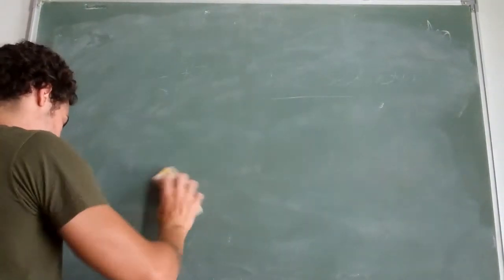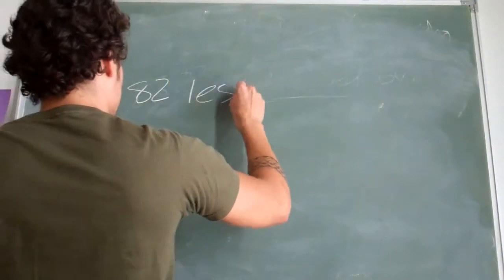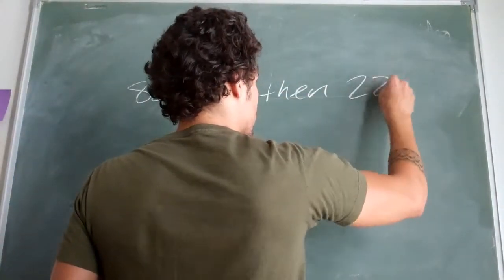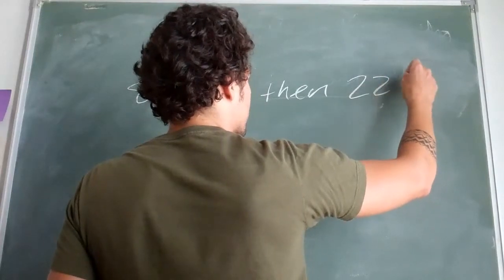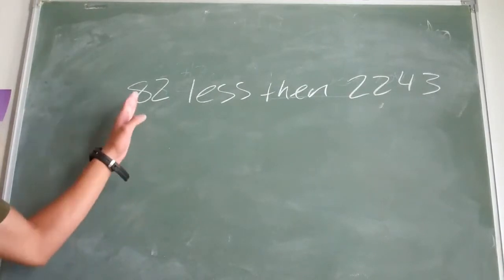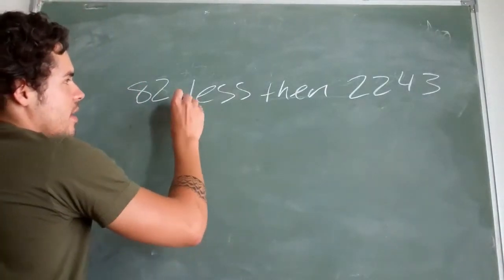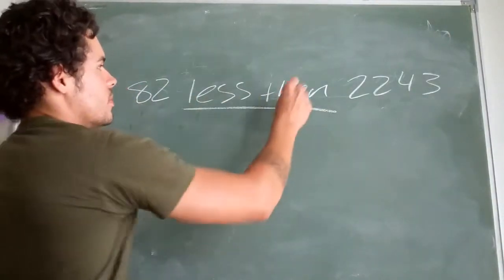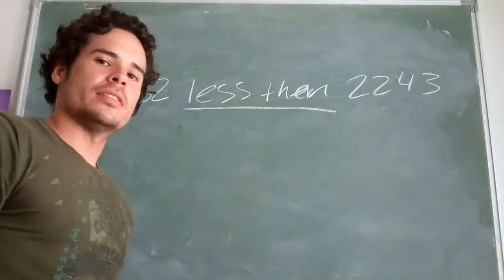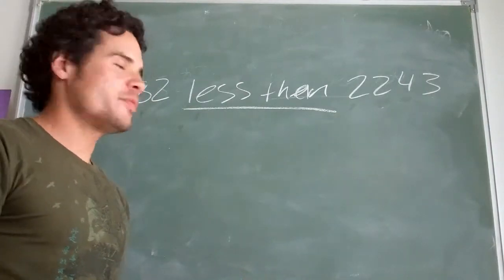How about this? 82 less than 2,243. Okay, so 82 less than 2,243. Okay, let's look at this. Less than always means subtraction. So if they flip it up on you like this, that's okay. All we're going to do is do exactly what we've been doing in the first place.